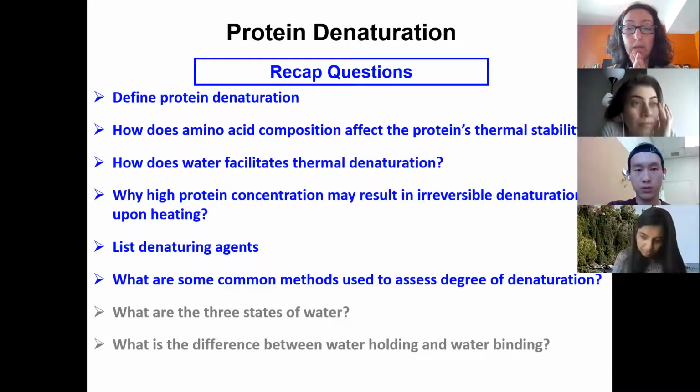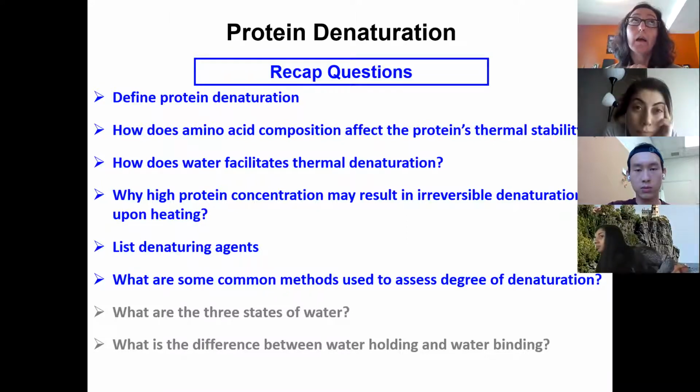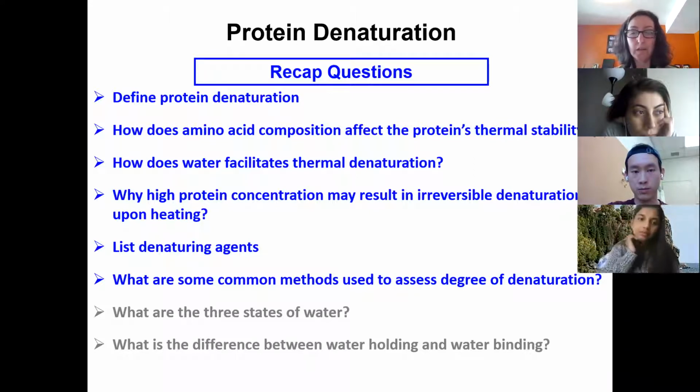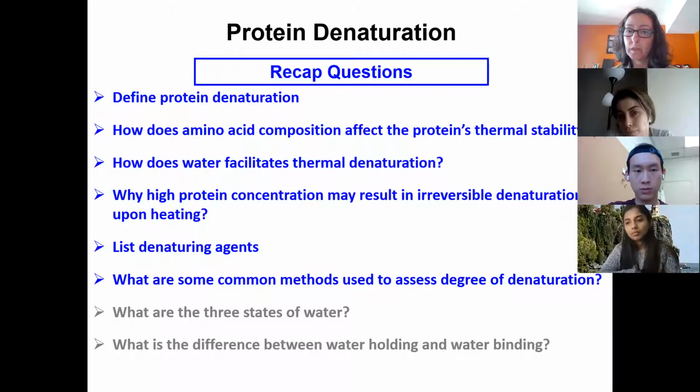Is it OPA as well? So OPA is usually a method to determine free amine. So we don't usually use it to determine the level of denaturation. In OPA, sometimes you add SDS in the procedure, so you already denature the protein, so you can measure all free amines. So not really.